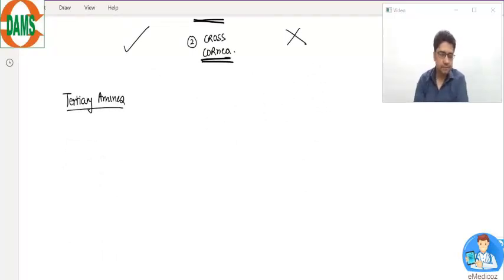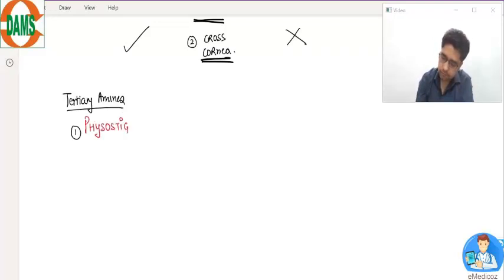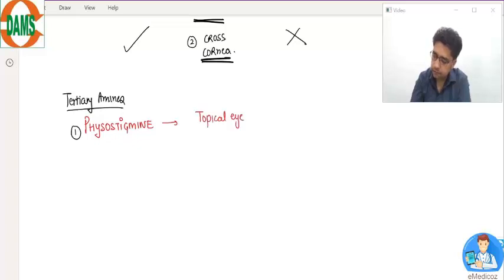Let's write the drug name. The first drug you will write is physostigmine. Okay? First drug is physostigmine. Physostigmine is given as topical eye drops to produce miosis in glaucoma.